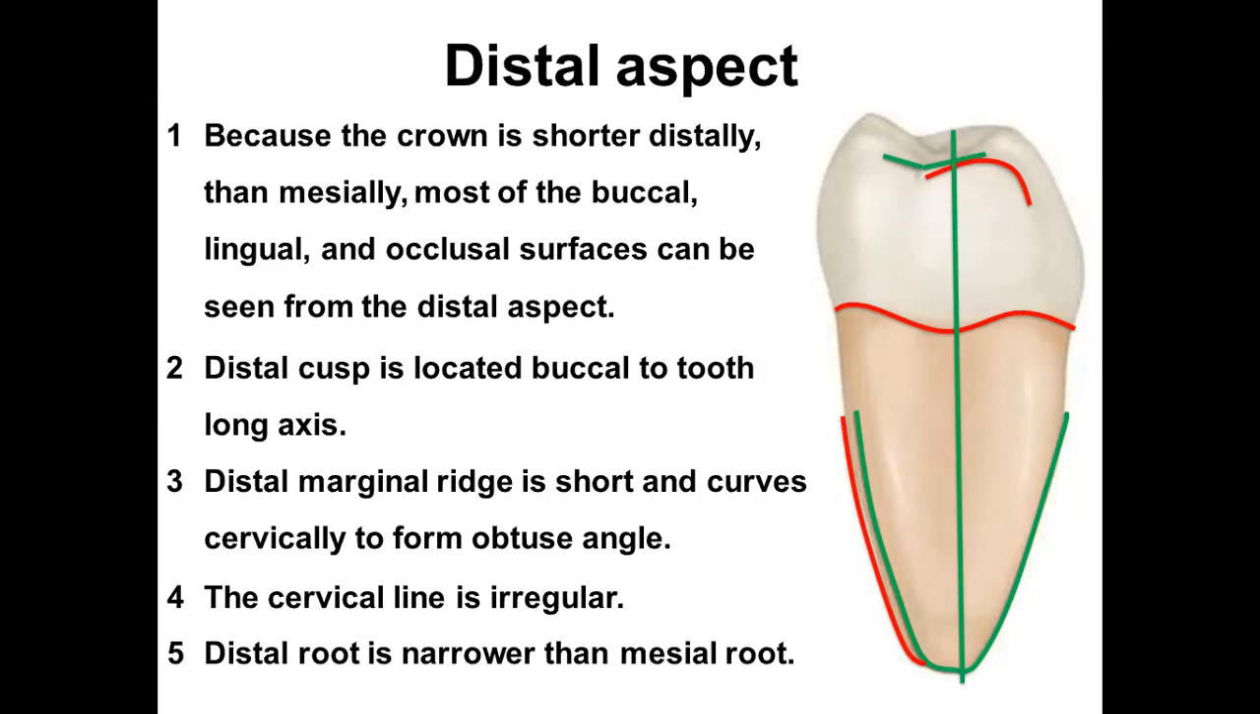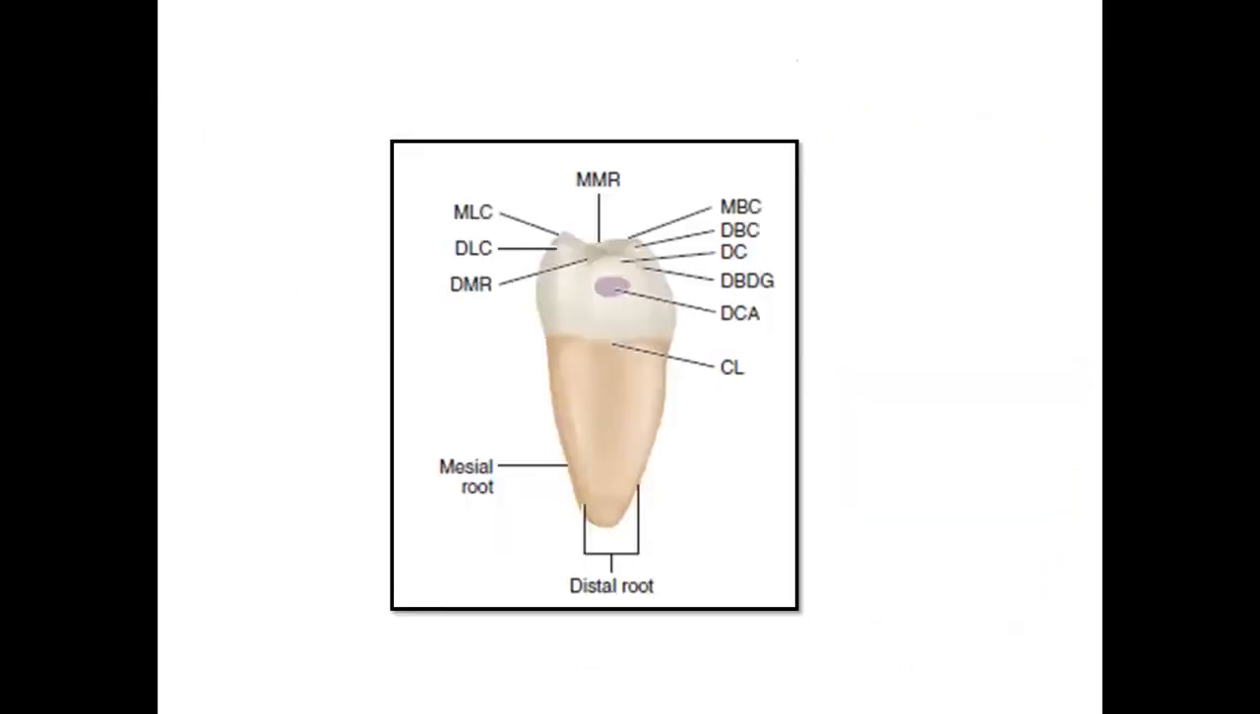Also, distal cusp is located buccal to the long axis of the tooth when you draw a line from the center of the axis, and distal marginal ridge is short in comparison to mesial marginal ridge. Cervical line in the distal view is irregular and it is flat almost. So this is how you will appreciate the schematic presentation.